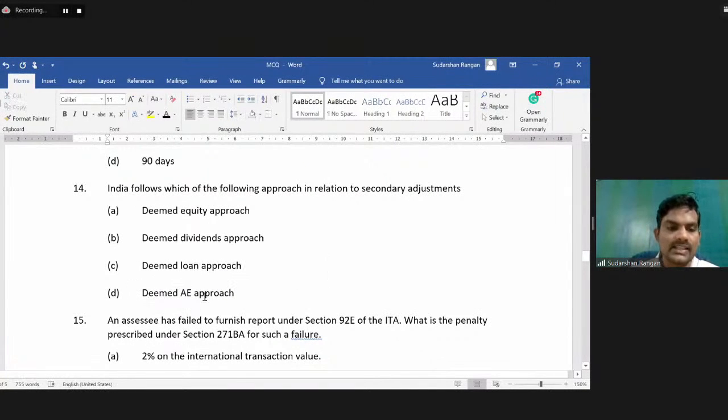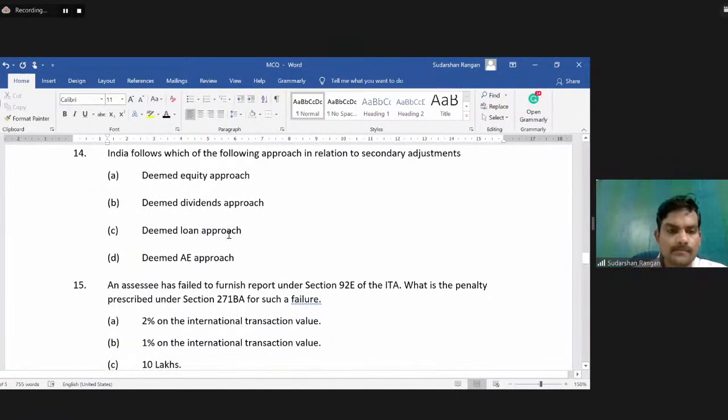So obviously D looks bizarre, so it can only be A, B, and C. I want you to key in which one would be your answer with regards to question number 14. Which approach does India follow? Because there are some countries which follow a different approach to India. Of course, when we discuss the answer, we discussed this in the last session as well. Anyway, I'll reiterate: which method does India follow with regards to secondary adjustment, when the money has to be repatriated back into India? And if the money is not repatriated back, how does India treat it?